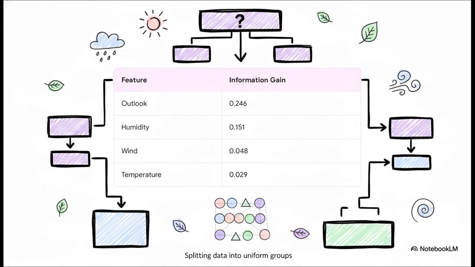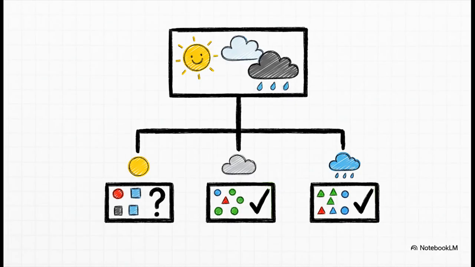The algorithm runs the numbers for every feature. And look at that. Outlook is the hands-down winner. It's not even close. It gives us the biggest reduction in impurity, the biggest bang for our buck, with a score of 0.246. And just like that, the first decision is made.